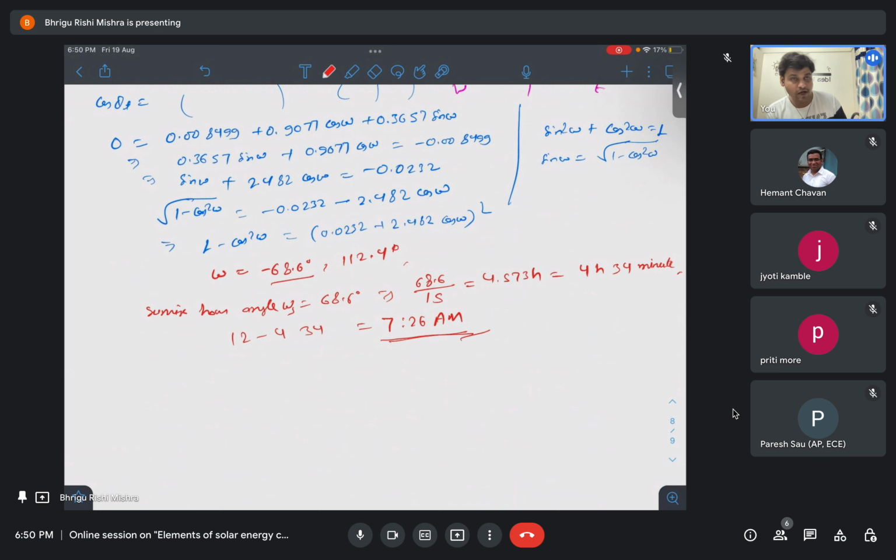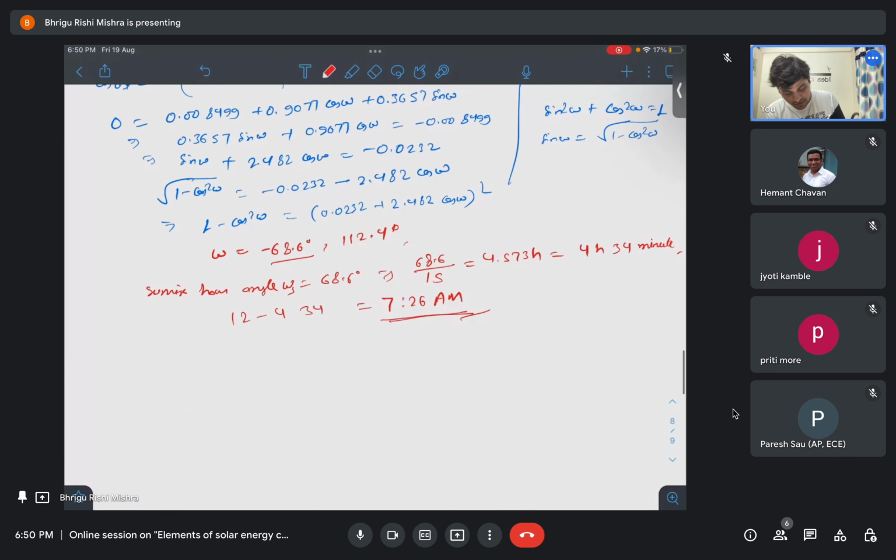And now we'll calculate the sunset time. So, sunset hour angle. So we have calculated two values of omega. One is minus 68.6 and the other is 112.4 degree. Now we can't consider this 112.4 degree since it is greater than 90 degree.